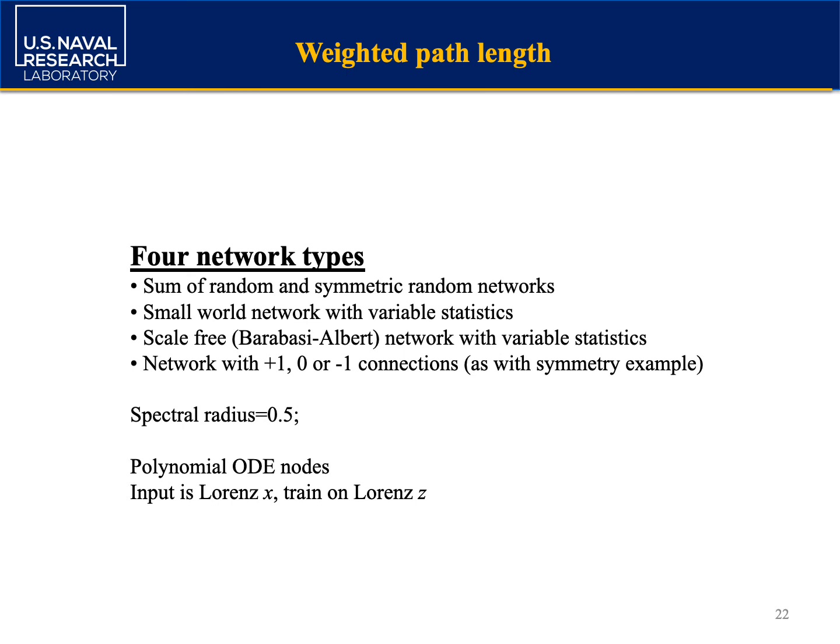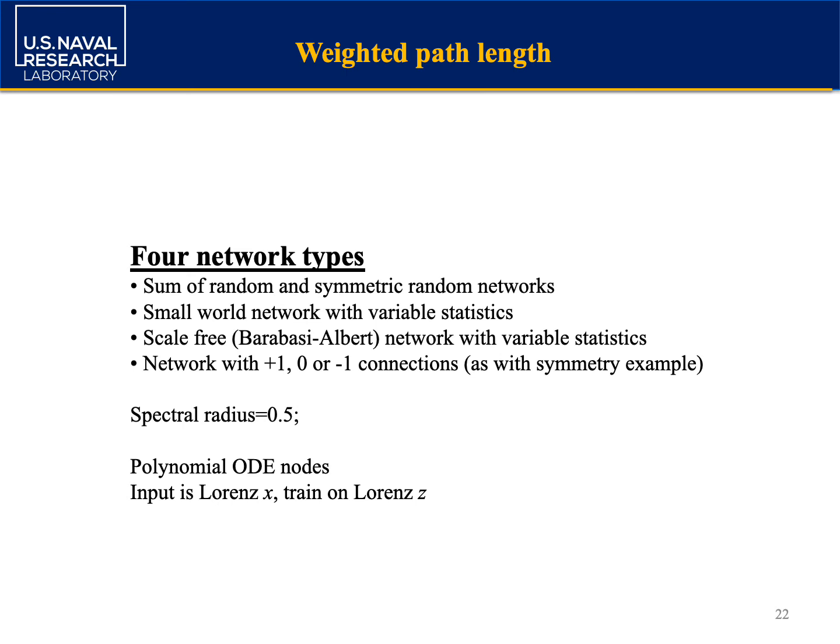I'm also going to try small world networks with different statistics. I'm going to do a scale-free network, again with variable statistics. And just because I did those networks earlier with plus or minus 1 connections, I'm going to do a network with all plus 1, minus 1, or 0 connections. The spectral radius in all these cases, I'm going to set at 0.5.